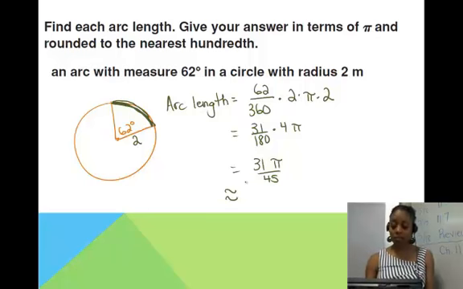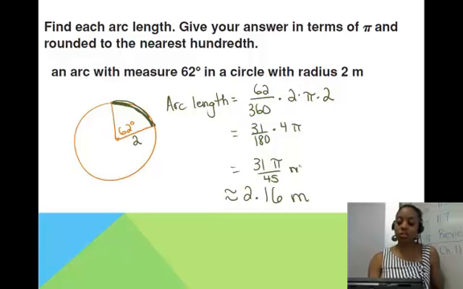But it is approximately, let's do 31 pi divided by 45, and we get an approximate answer of 2.1, round to the nearest hundredth, 2.16. And that would be meters long, because again, we're talking about the length of the arc. We're no longer talking about area.